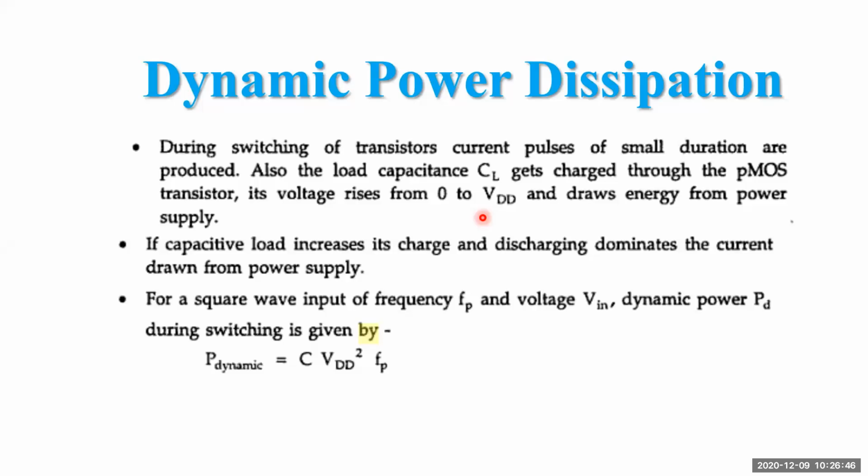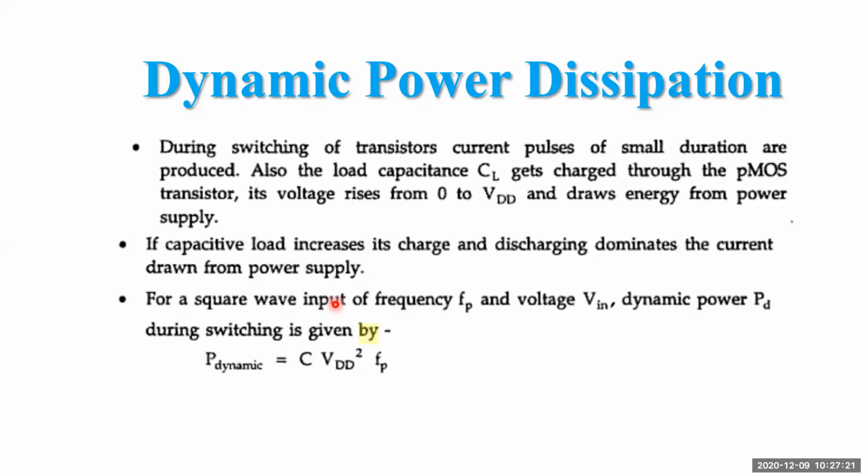And because of this discharging and charging, there will be some kind of leakage currents taking place, and that leakage current also increases due to the increase in CL. Whenever the CL is more, whenever the load capacitance is more, you can say that the power dissipation is more. If the CL is less, the power dissipation will be less. CL means load capacitor. Whenever the load capacitor increases, its charging and discharging dominates the current drawn from the power supply. Again, the leakage current also increases, and that increases the power dissipation.